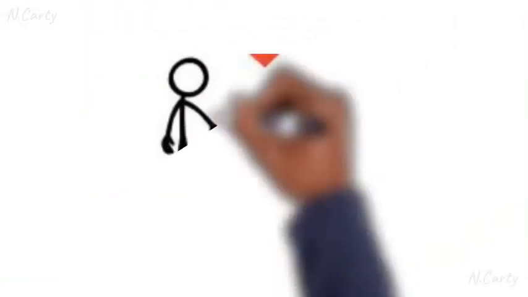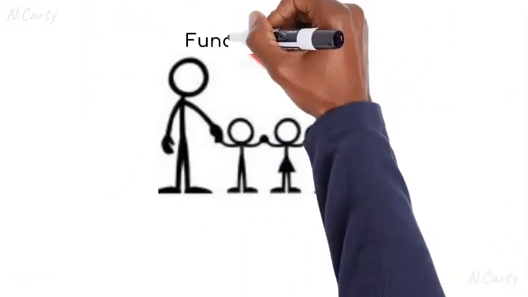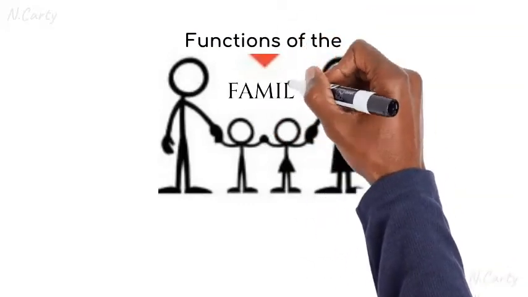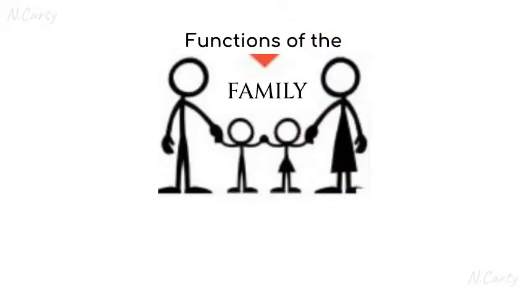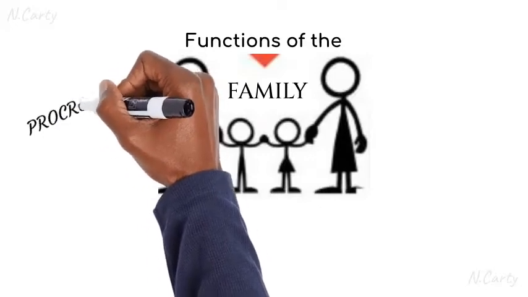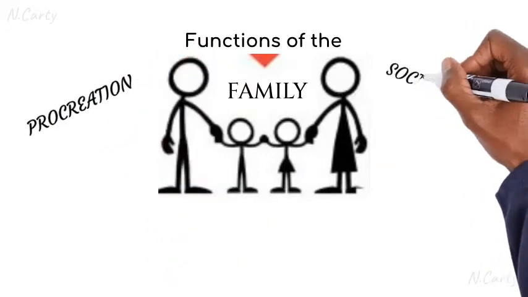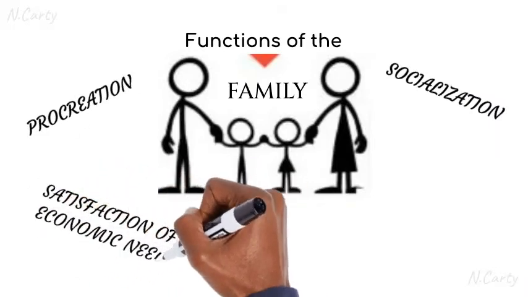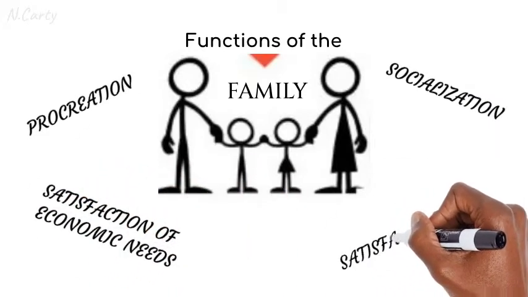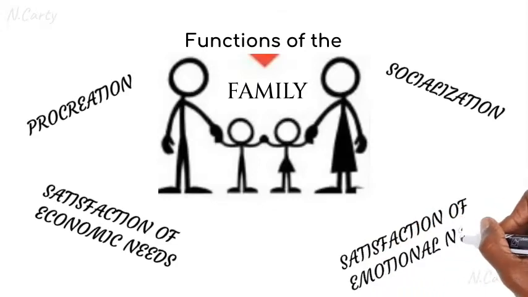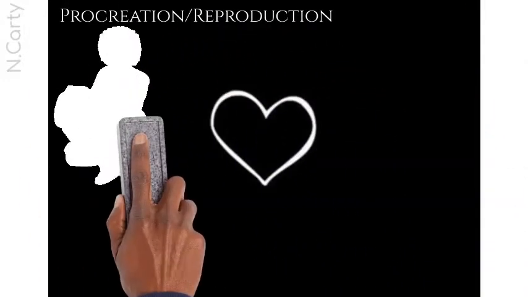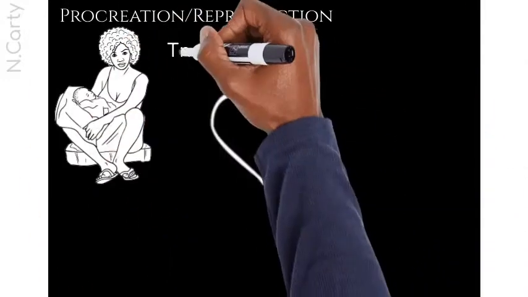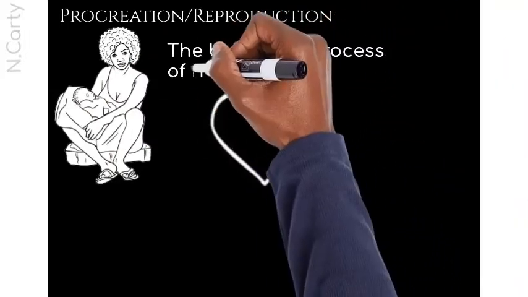Finally, in today's lesson, we will also be looking at the functions of the family. There are four main functions of the family, and they include procreation, socialization, satisfaction of economic needs, and satisfaction of emotional needs. Let's look at each concept. Procreation can be defined as the biological process of having children.